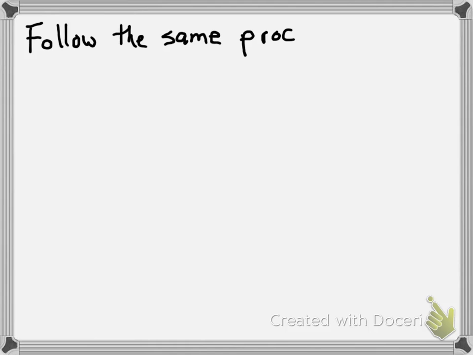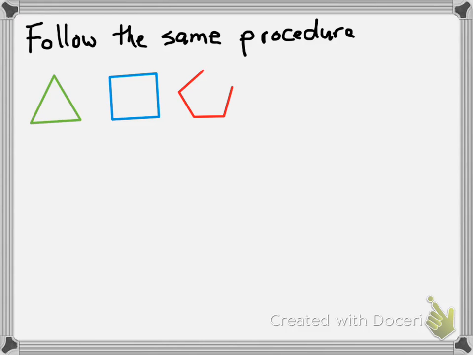Okay, now I want you to follow the same procedure that we just did on all of these shapes. Okay, so we've got a triangle or a three-sided polygon, a square, four-sided, pentagon, five-sided, hexagon, six-sided. See if you can draw the lines across these shapes.